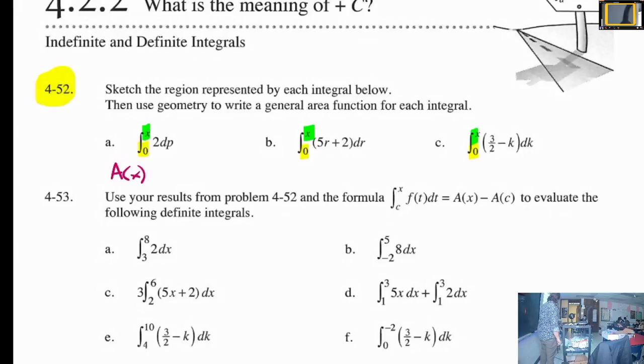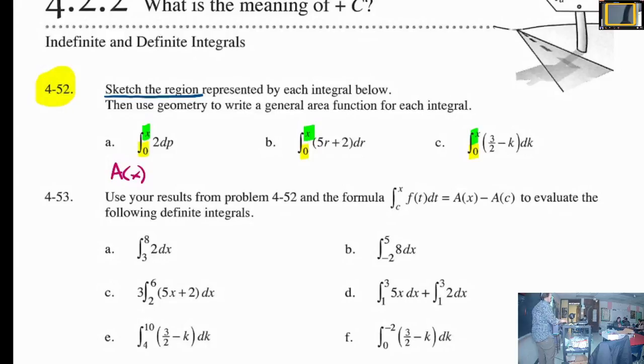of those three functions. The first one is a straight line at y equals 2. The second one is an upward slanting 5x plus 2. And the third one is a downward slanting 3 over 2 minus x. So the best way to do this would be to use geometry. Start by sketching the region. So make a sketch. I wish there was some more room for this.